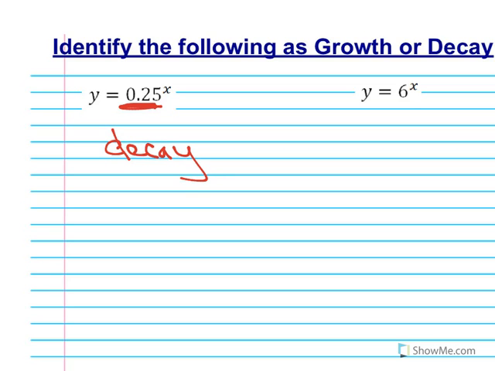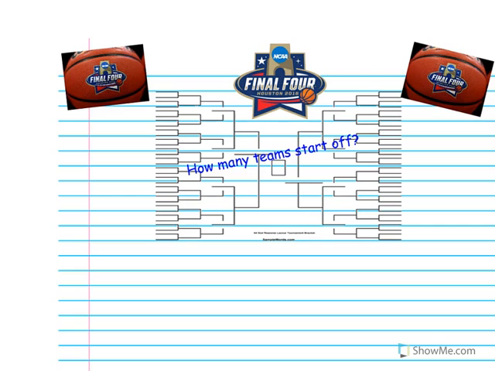Looking at the next one, I'd like you to underline, circle, highlight the base, 6. That is greater than 1, so that equation is growth. Make sure you are okay identifying from the equation by simply looking at the base. So take a moment, you don't need to write this down, I just want you to look.